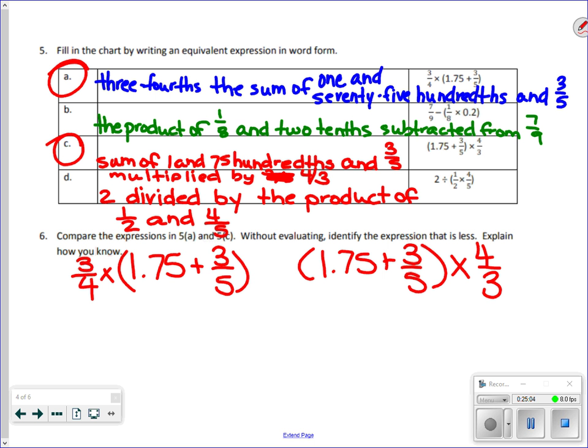So which one has a product that is less? Is it A or is it C? And you have to be able to tell me how you know. How do you know which one is less? And you should not get this wrong. We took a whole test on this. Quinn?